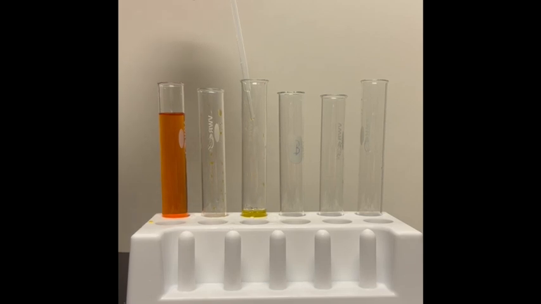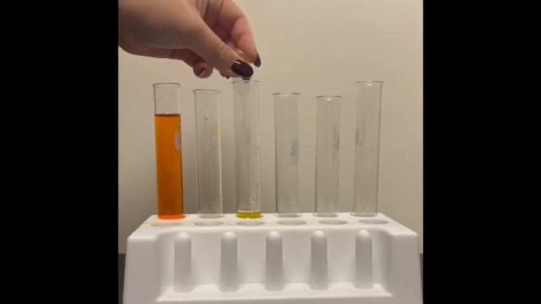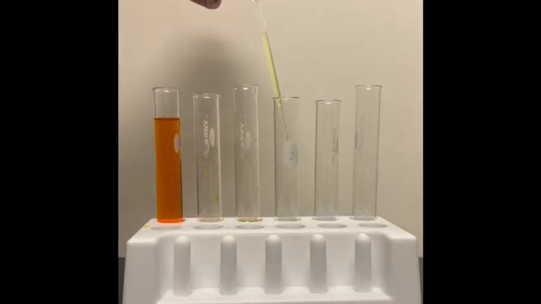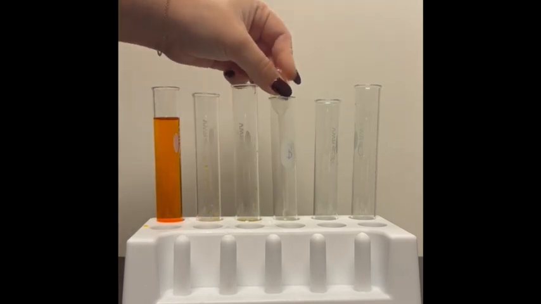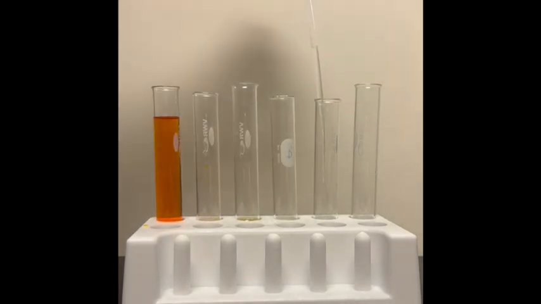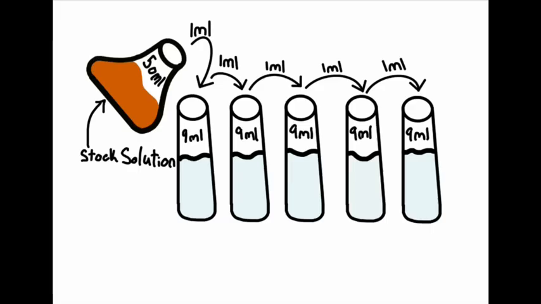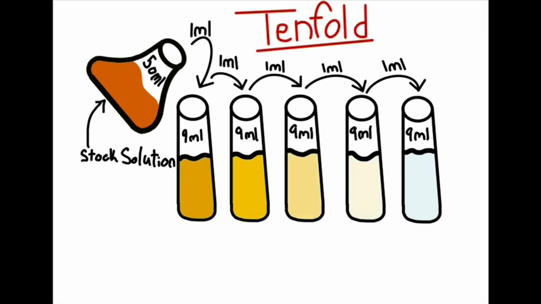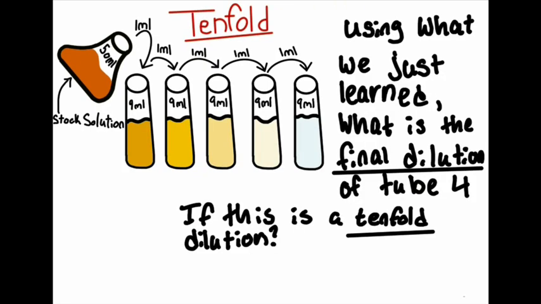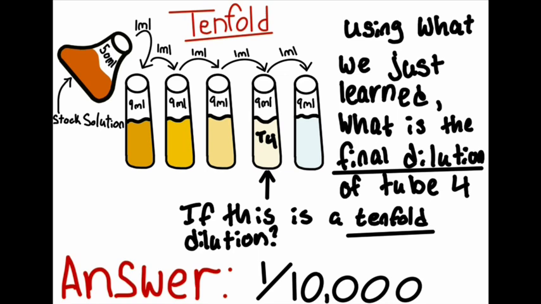Here's the 10-fold dilution that we showed you from earlier. Let's see if you guys are able to actually solve it on your own now. Answer this question using what we just learned. What is the final dilution of tube 4 if this is a 10-fold dilution? The answer to the final dilution is 1/10,000.